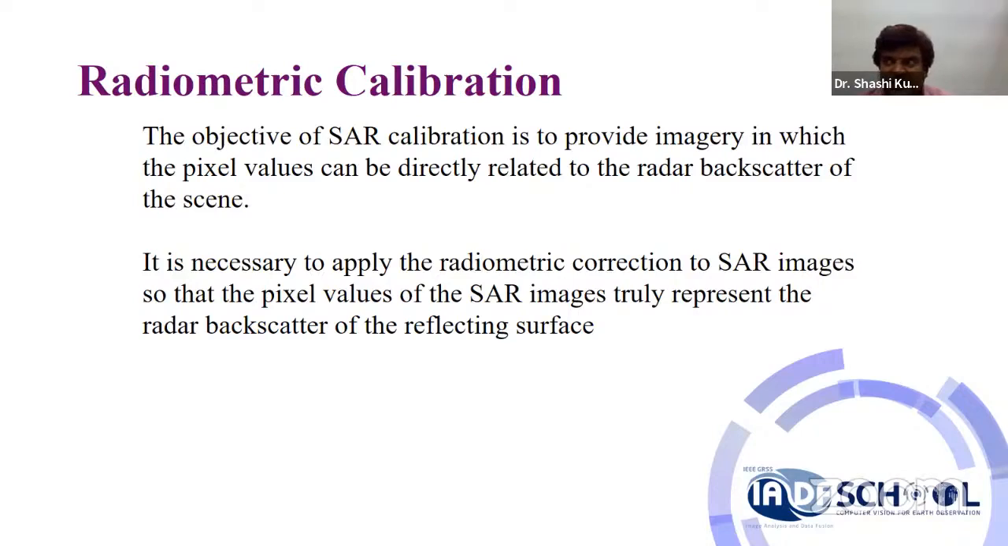Because the radar backscatter from a known shape or known target like trihedral or dihedral corner reflectors is known, and we can easily measure those values. But when we come to the Earth surface, there are different types of objects and their shapes and sizes are irregular. So we cannot understand what the radar return should be. So the radiometric calibration operation is performed so that one will be able to clearly understand how much radar return will be there from different categories of objects. Now, generally, when we are doing SAR data processing, it is necessary to apply the radiometric correction to SAR images so that the pixel values of the SAR images truly represent the radar backscatter of the reflecting surface.